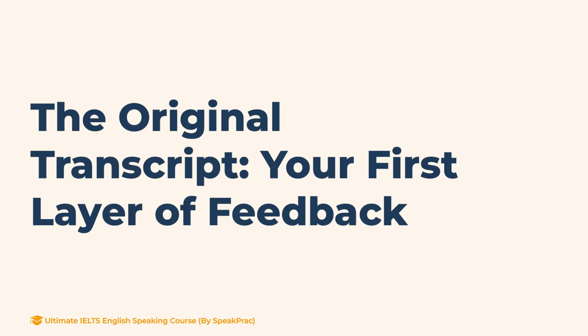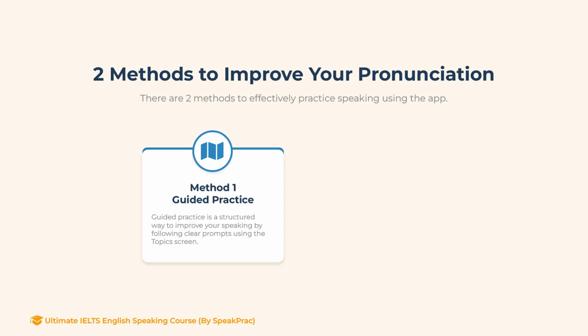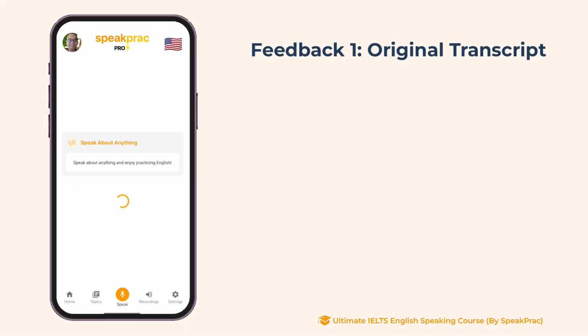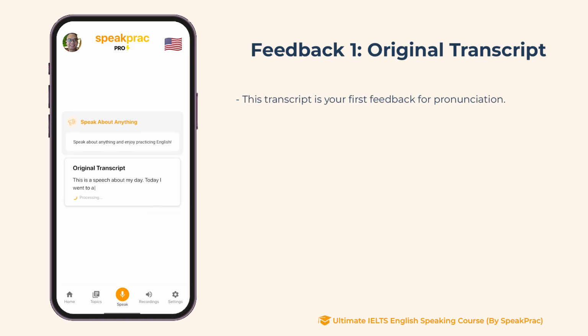The original transcript, your first layer of feedback. As I mentioned, there are 2 ways to improve your IELTS speaking pronunciation with the SpeakPrac app. You can use the topic screen and talk about a guided topic, or you can choose the speak button, and that allows you to speak in a freestyle mode about anything you want. After you speak, the app then gives you a transcript of what you said. Now, a lot of people skip over this, but this is your first and most honest piece of pronunciation feedback.